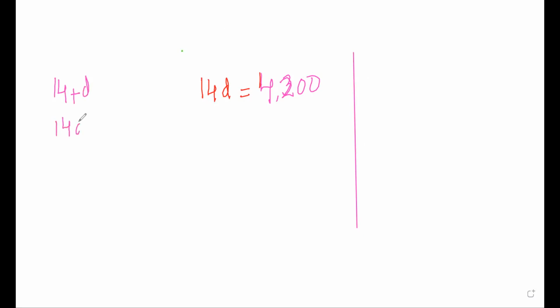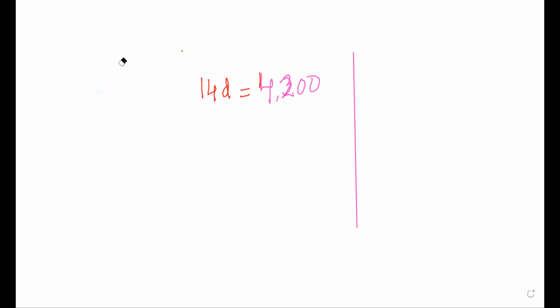Now today we are starting multiplication and division. See, the first question here is 14D equal 4,200. See, we have 14D equals 4,200. Now, what is the relation between 14 and D? It's not 14 plus D. It is 14D. That means 14 times D. Am I correct? 14D means 14 times D. It cannot be plus or minus. No. 14D means it is multiplication.